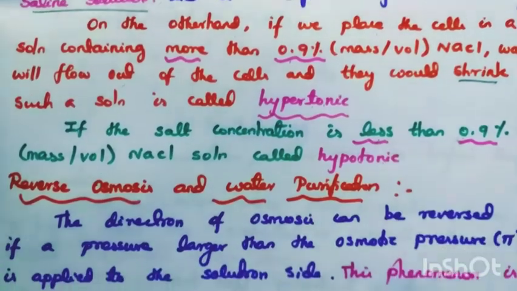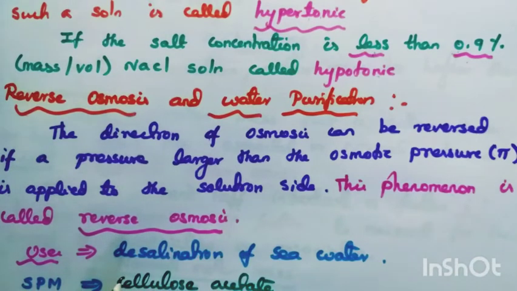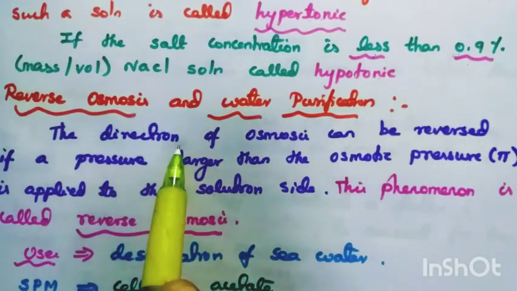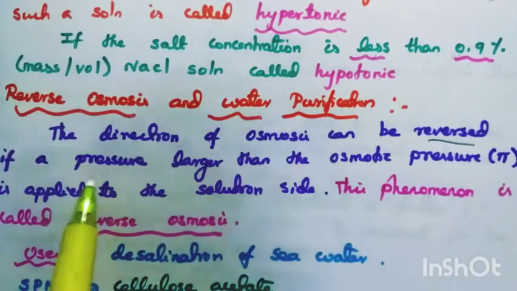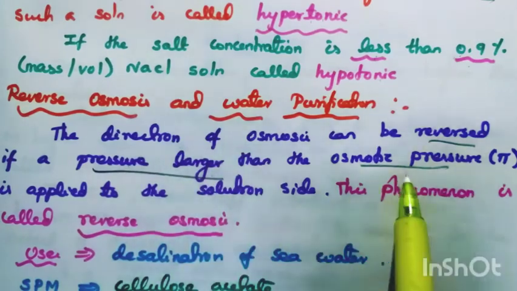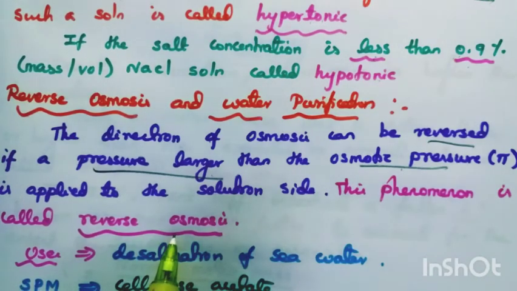Now we are going to see what is reverse osmosis. What is osmosis? Solvent molecules flow from the dilute solution to the concentrated solution. The direction of osmosis can be reversed if the pressure applied is larger than the osmotic pressure. When the pressure is larger than the osmotic pressure, osmosis takes place in the reverse direction. That is called reverse osmosis.